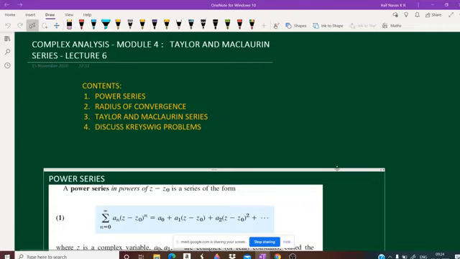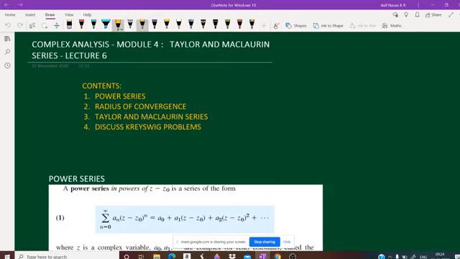In this lecture we will discuss Taylor and Maclaurin series. The contents are: we will define what a power series is, radius of convergence, Taylor series and Maclaurin series, and we will discuss a few problems discussed in Kreyszig's textbook. That is your prescribed textbook. Okay, so I will define what a power series is.